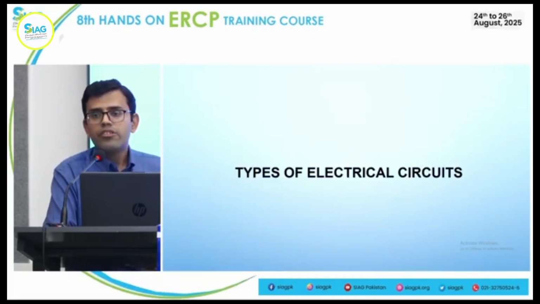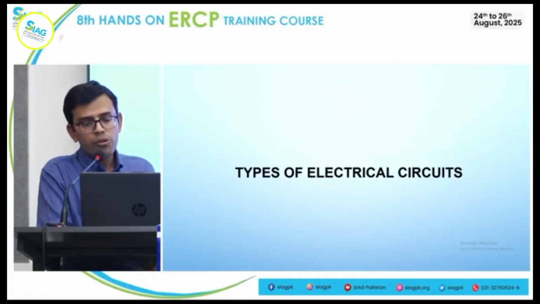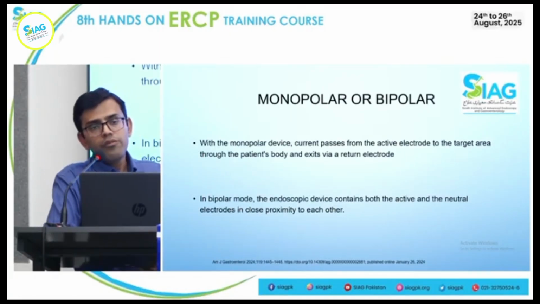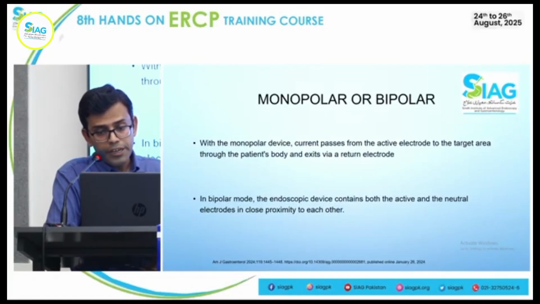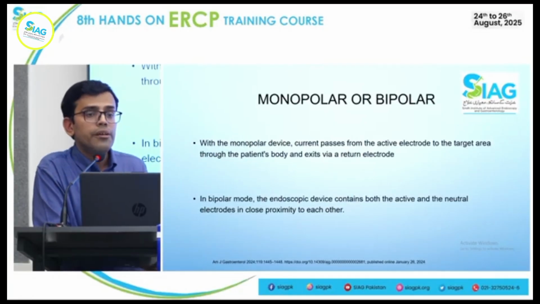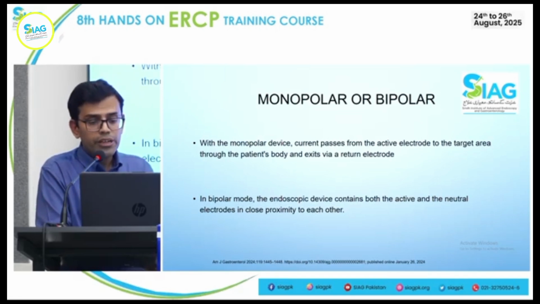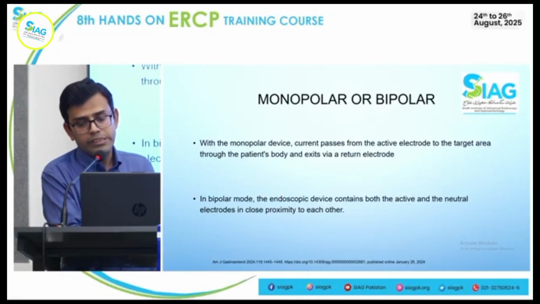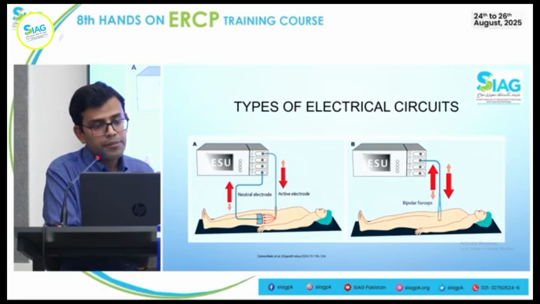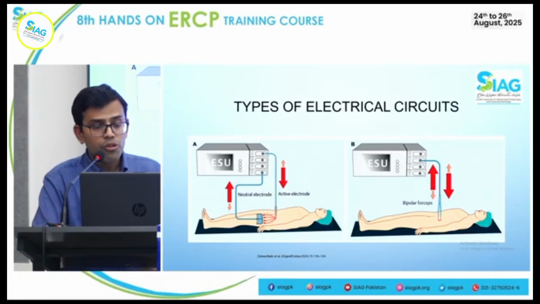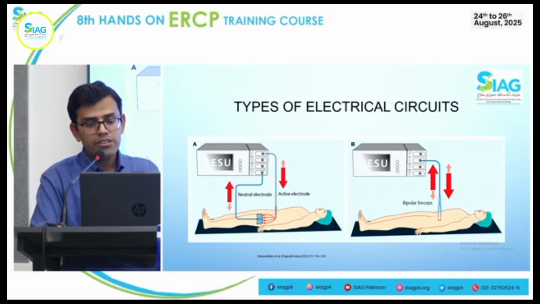Next important, we always hear either it's a monopolar circuit or bipolar circuit. When we say monopolar, that means current will pass through the electrode, through the body to the target area, and will exit the body through a dispersive pad or a neutral electrode to complete the circuit. But in bipolar mode, the endoscopy device contains both the active and neutral electrode, and there is no need of a dispersive pad or neutral electrode. So again, the picture tells us very clearly that in a monopolar circuit, we have a dispersive pad to complete the circuit, and in bipolar, we don't need a dispersive pad.